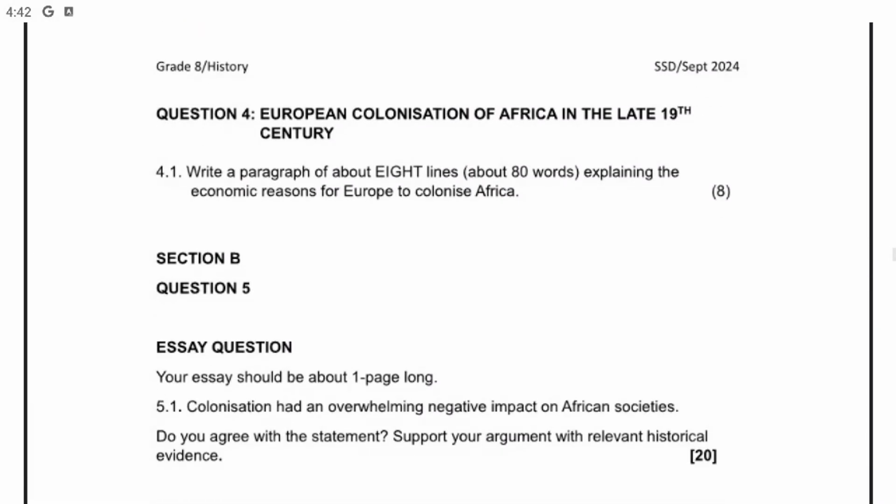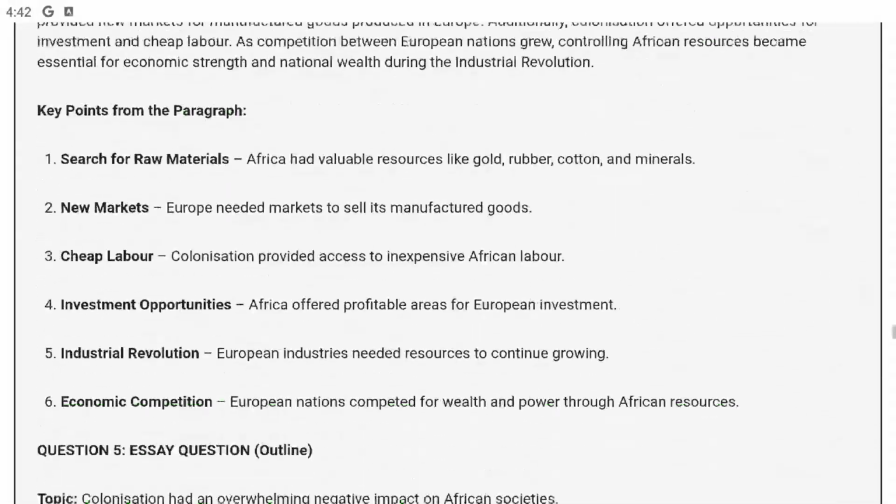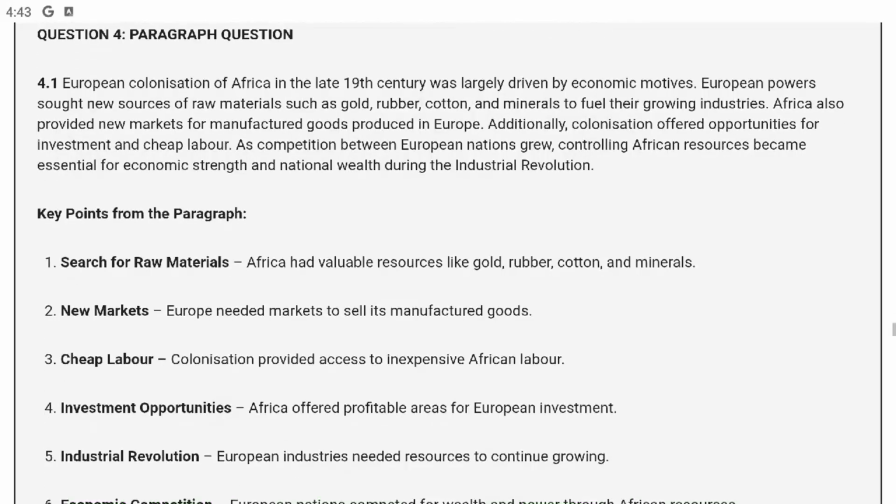Now let's come to question 4. Question 4. European colonization of Africa in the late 19th century. 4.1. Write a paragraph of about 8 lines, about 80 words, explaining the economic reasons for Europe to colonize Africa. So this is the paragraph, right?